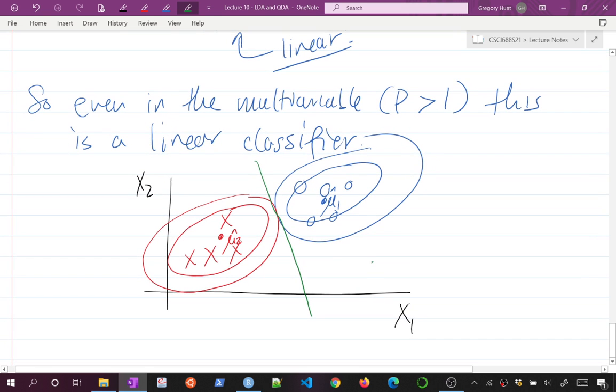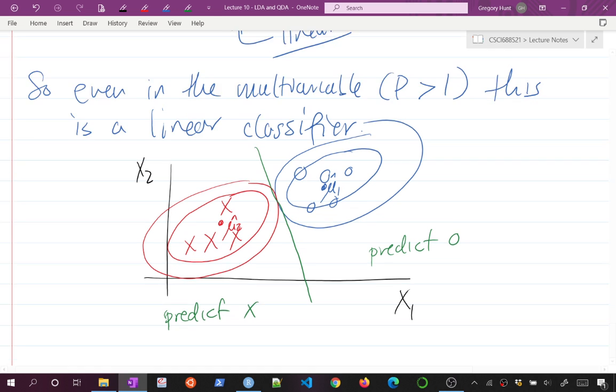So here I predict my blue circles. Here I predict my red x's. On this side of the line, I predict the red x's. Other side of the line, I predict the blue circles. And that gives me my classifier, and the decision boundary, at least for 2 classes, is just going to be a line. In multiple classes, it's going to be piecewise lines. So that's how you can think about it.